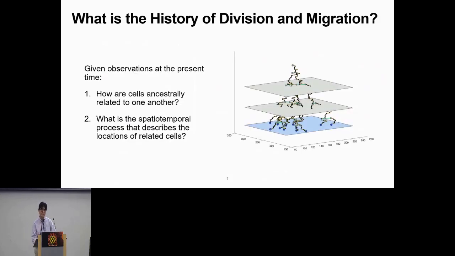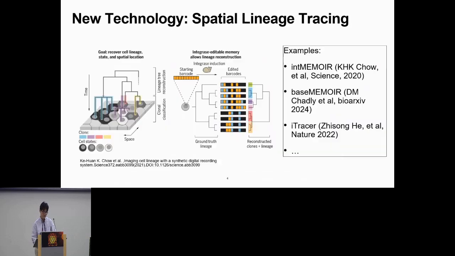The key question then is, given only observations at the present time, can we infer, one, how our cells ancestrally relate to one another, but also two, something interesting about the spatiotemporal process that describes the locations of related cells. There's a new technology that might help us answer this question called spatial lineage tracing.